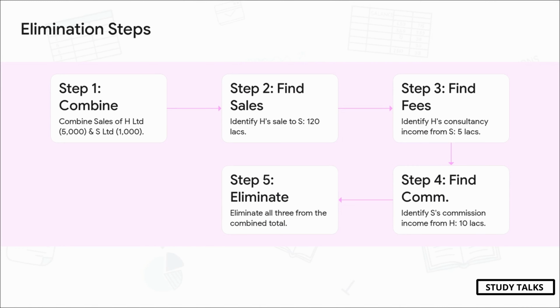Okay, first big step, and this is super important. Once you've added everything up, you have to get rid of any transactions that happened inside the group. I mean, think about it. If H sells something to S, is that really a sale from the group's perspective? No way. It's like moving money from your left pocket to your right pocket. So we've got to find all of them. H's sale to S, the consultancy fees, the commission, all of it has to be completely removed from our total.